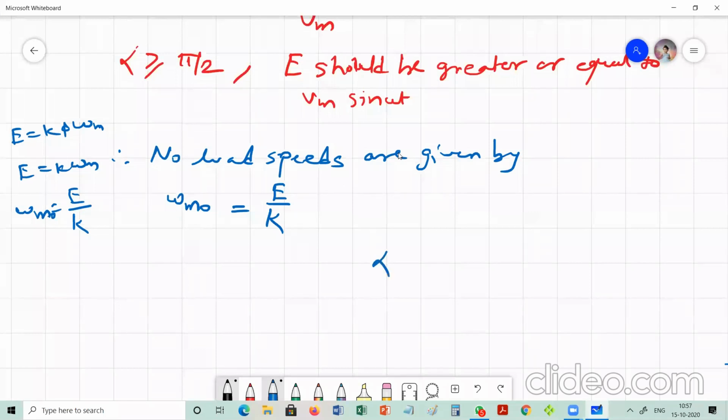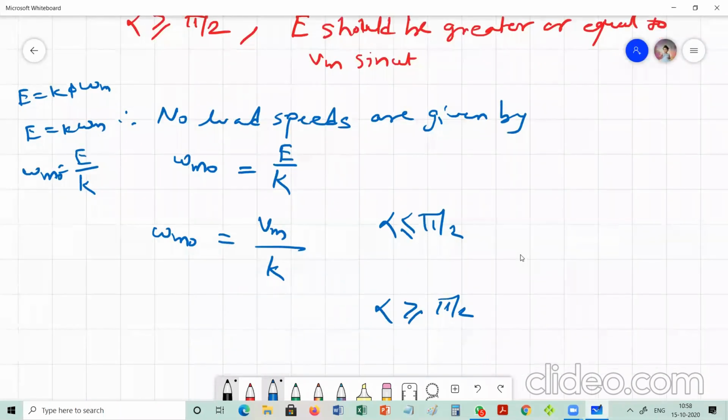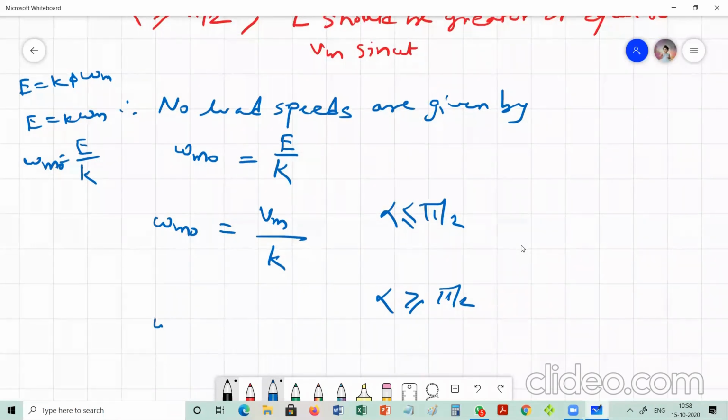So now we have two cases. For alpha less than or equal to pi by 2, E should be greater than or equal to Vm, means omega m0 is equal to Vm by k. And for alpha greater than or equal to pi by 2, we have found that omega m0 will be Vm sin alpha by k.